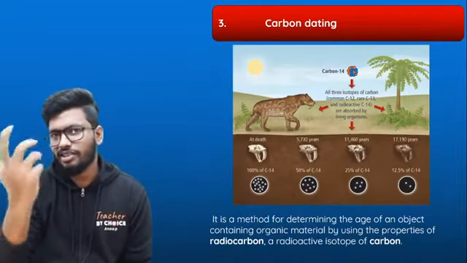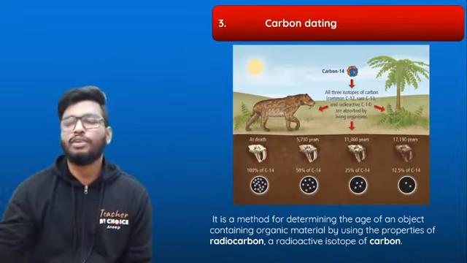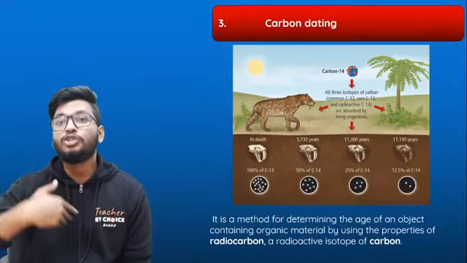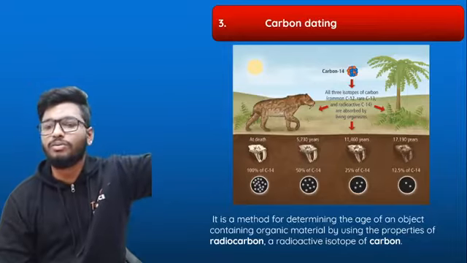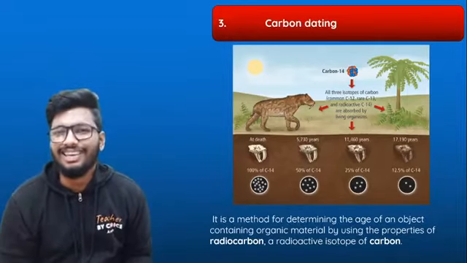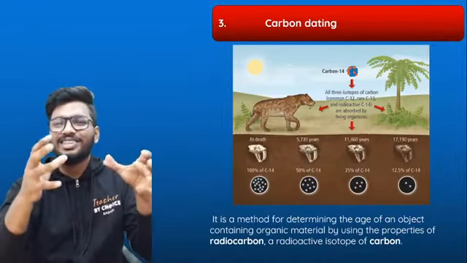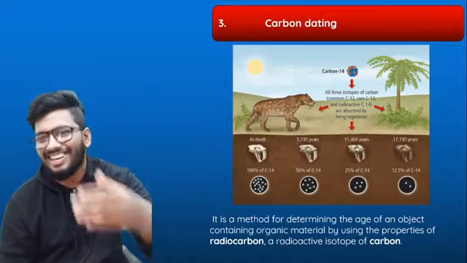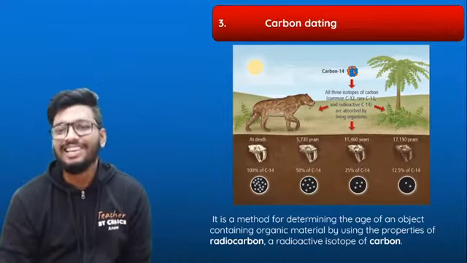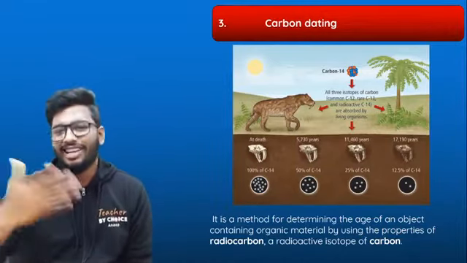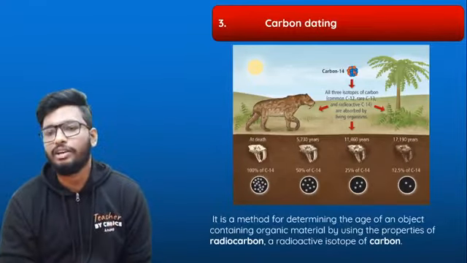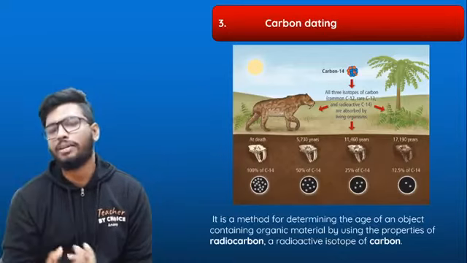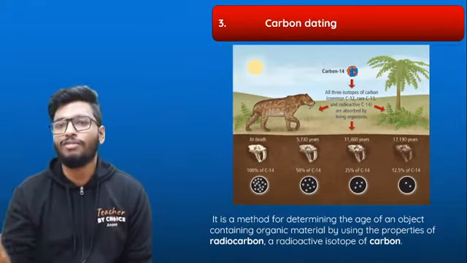Again, 14 is nothing but the mass number over here. So carbon 14 is used to check how old or how ancient the bones or the structures are. So that is what is known as carbon dating. We know that carbon has three isotopes: carbon 12, carbon 13, and carbon 14. Carbon 14 is the radioactive isotope which can be easily absorbed by the remains of living organisms.